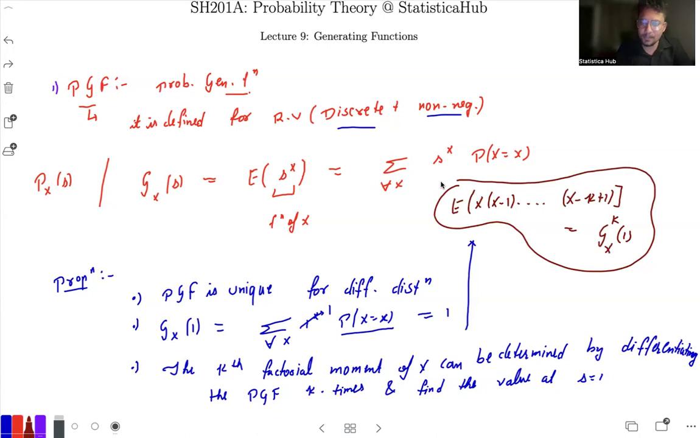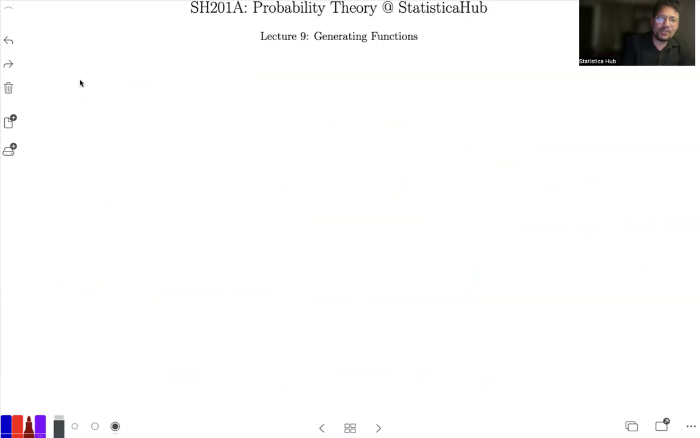This is something about the PGF that you have to take into consideration. Always remember these particular properties. Sometimes they're useful, sometimes they are useful technically. Okay, let's move to the second topic.